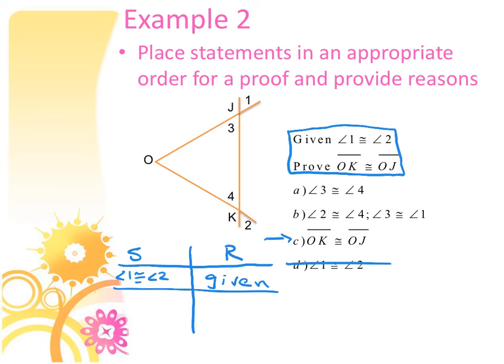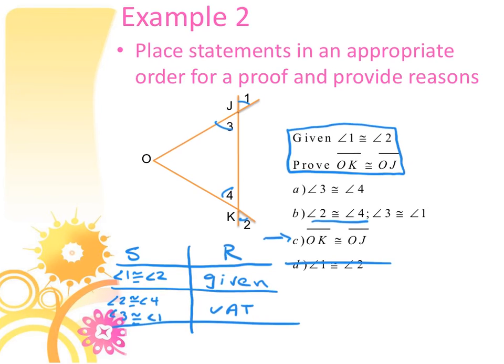So A says that angle 3 and angle 4 are congruent to each other, but those don't look like vertical angles to me. You're right that 3 and 4, maybe they are congruent to each other, but I don't know how yet. B because of vertical angles. So here's 2 and 4 here, and here's 3 and 1 here. We can definitely say that. So let's say angle 2 congruent to angle 4 and angle 3 congruent to angle 1 because of the vertical angles theorem.